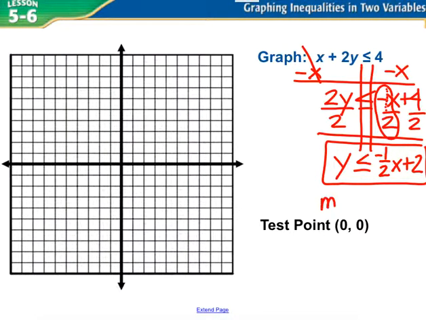Awesome. What's your m? What's your b? Why don't you identify that real quick? Hopefully you see your m is -1/2 and your b is 2. Now we have enough info, we can go to our coordinate plane.